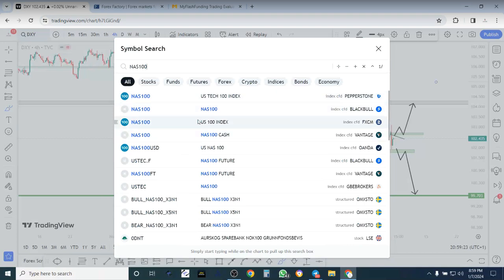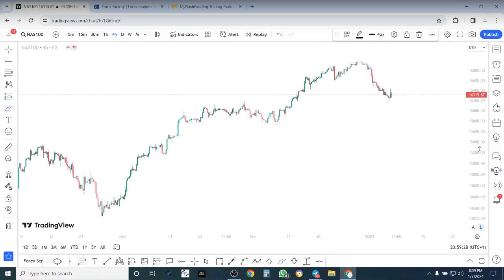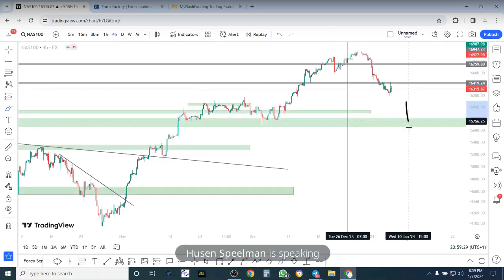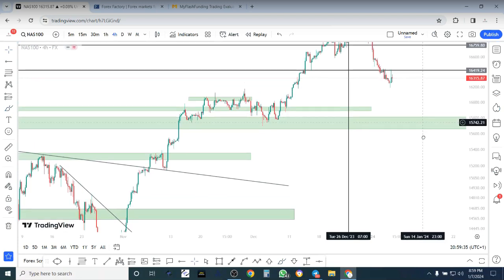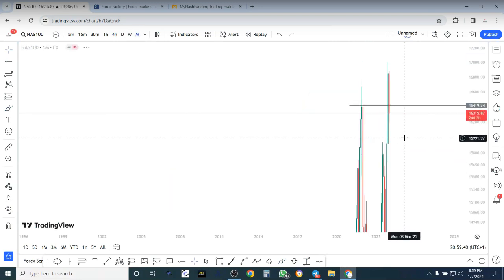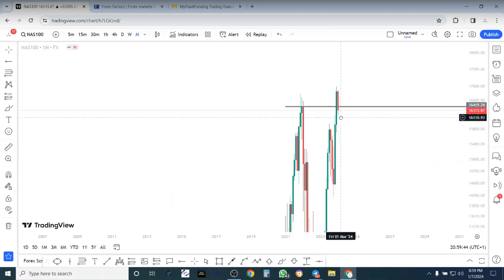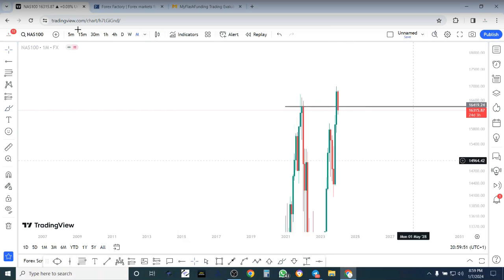Okay. Let's look at it together. NAS100, right? Yes. Okay. All right, let's look at it together. Where do I have these lines from? Let me see the monthly time frame. Let me limit this to the monthly time frame alone so that it doesn't mess up our lower time frame. Let me look at the weekly.